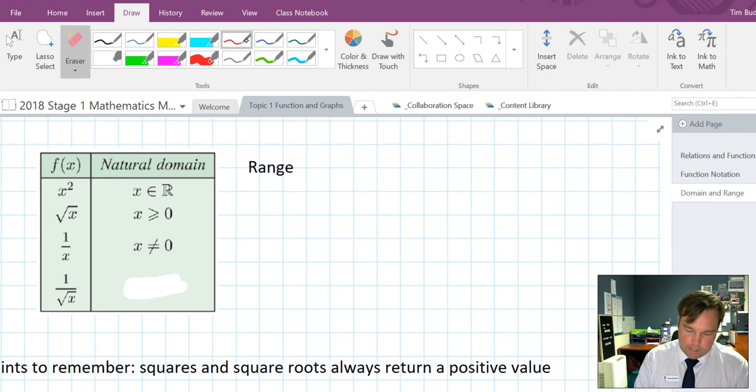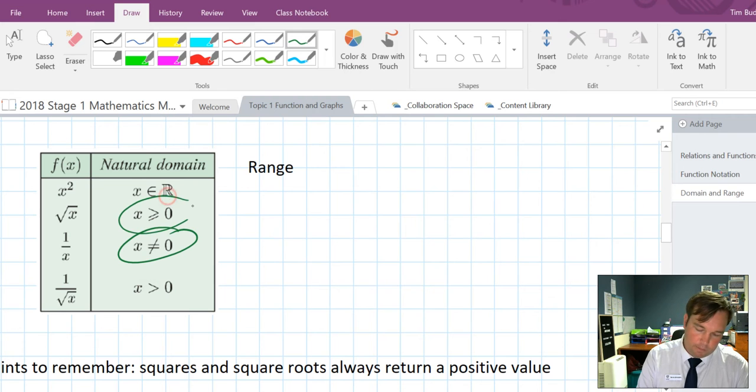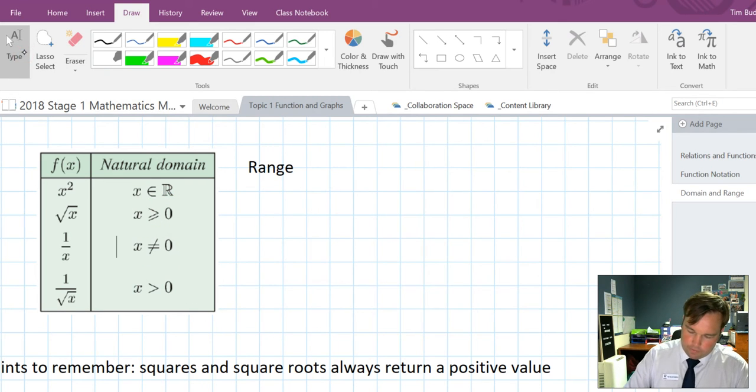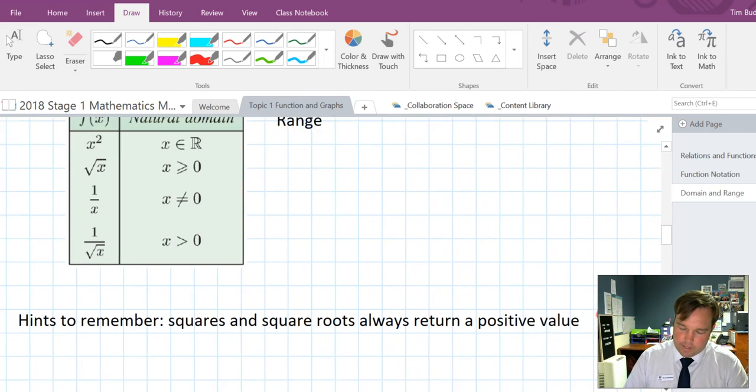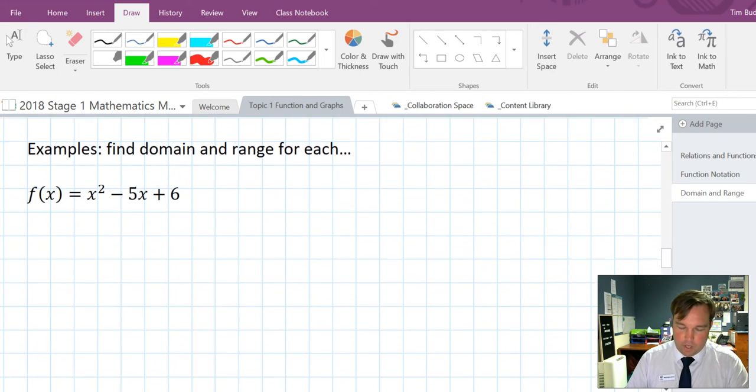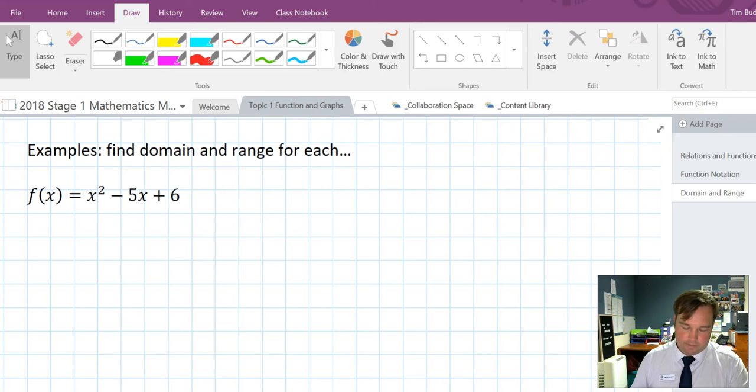What about 1 on root x? Well, this is starting to combine what we had before. You can't have it equal to 0, so it combines those two, meaning it must be strictly greater than 0. Alright, so hence remember, squares and square roots always return a positive value. What about the domain and range of this?